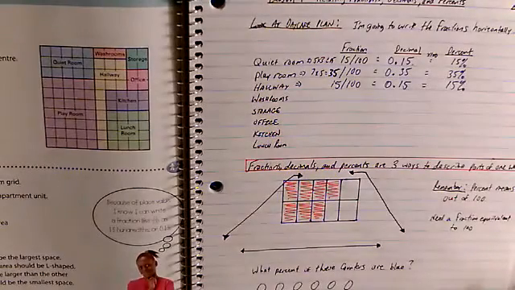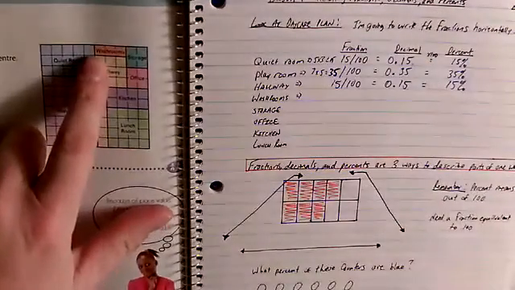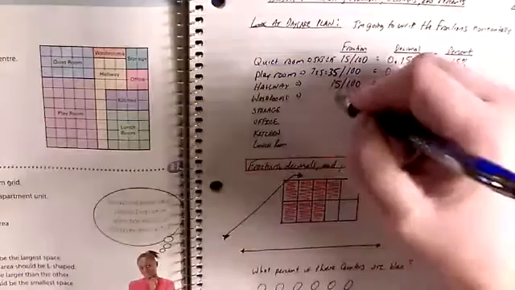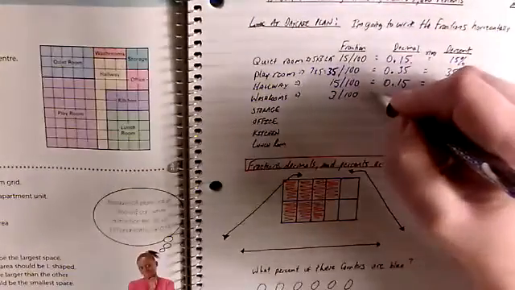I have a feeling you're getting where I'm going with this, so I'm going to move a little bit quicker. The washrooms are up here. 1, 2, 3. 3 out of 100. The washrooms don't take up much space at all.